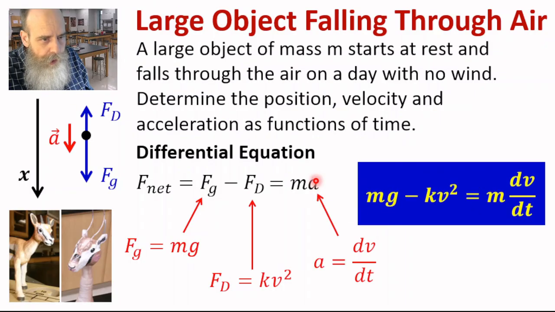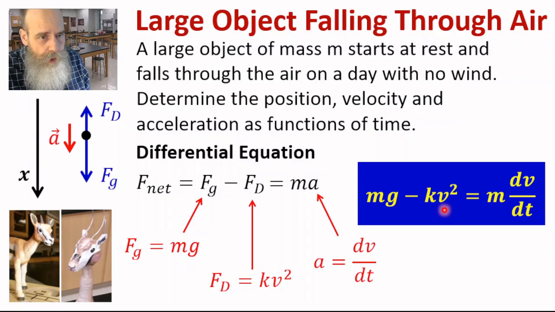This is our differential equation. mg minus kv squared equals m dv by dt. Note the difference between the case for viscous drag. For viscous drag, it was just v. Now for inertial drag, it is v squared. This becomes a harder problem to solve because we have v squared instead of v. How can we solve this problem?